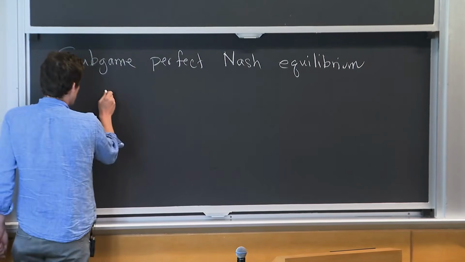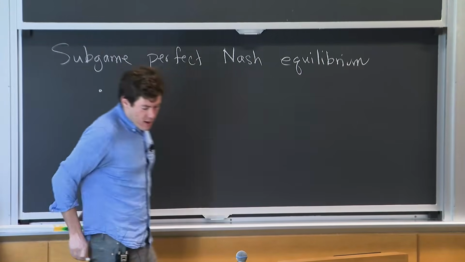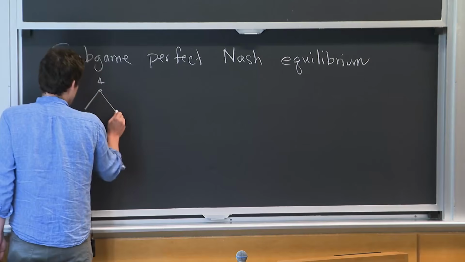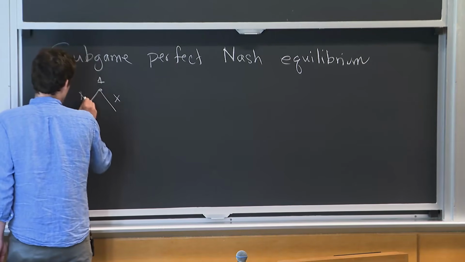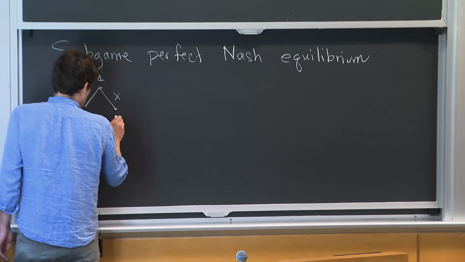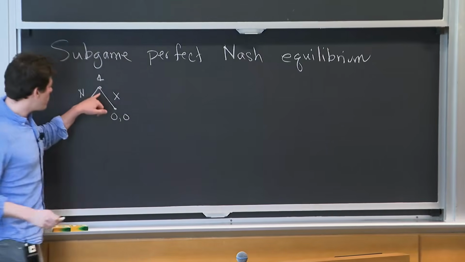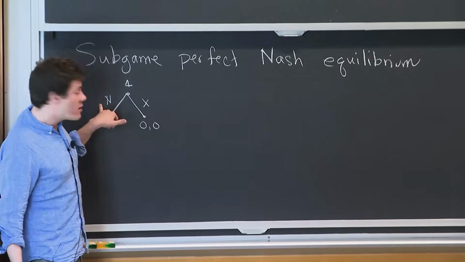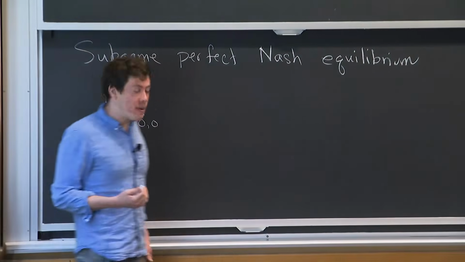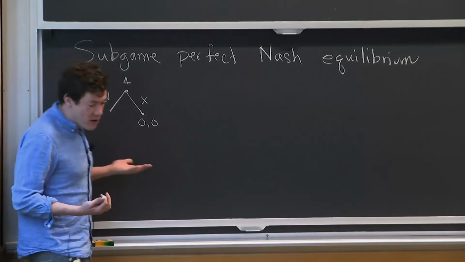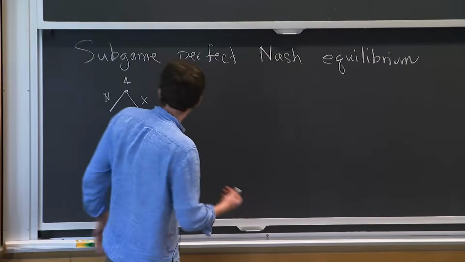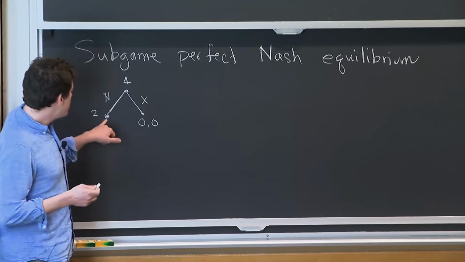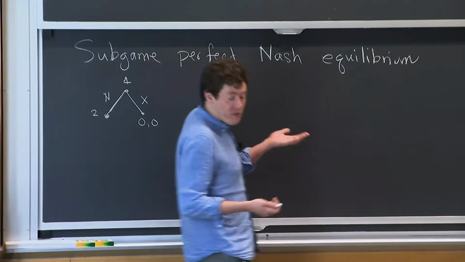So let's start with a very simple example of a game. Let's draw it like this. The story is that we have two players, and the first player can choose whether to exit or enter, let's say, some market. We can think of them as firms. If they exit, then both players just get a payoff of 0. But if they enter, then the other firm, too, can choose whether to accommodate this new entrant or to fight.